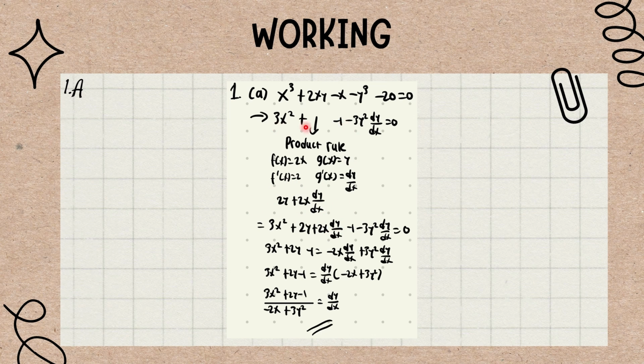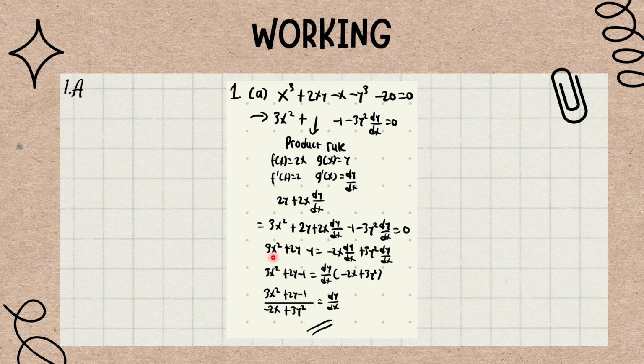The derivative of minus x is minus 1, and the derivative of minus y cubed is minus 3y squared multiplied by dy over dx, and the derivative of negative 20 is 0. So there will be no negative 20 anymore. So the final equation is 3x squared plus 2y plus 2x multiplied by dy over dx minus 1 minus 3y squared multiplied by dy over dx equals 0.